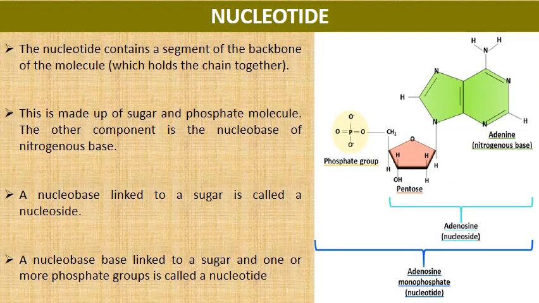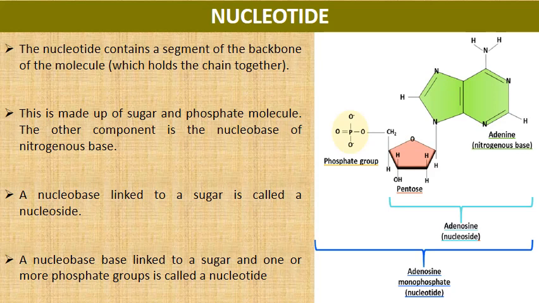Now to talk about the monomer of DNA, that is the nucleotide. In living organisms, DNA does not exist as a single molecule, but instead as a pair of molecules that are held tightly together. These two long strands entwine like vines in the shape of a double helix. The nucleotide contains both a segment of the backbone of the molecule, which holds the chain together, and a nucleobase, which interacts with the other DNA strand in the helix.